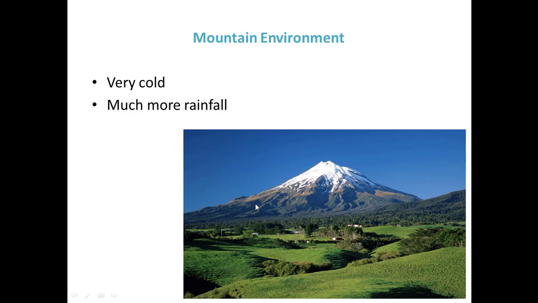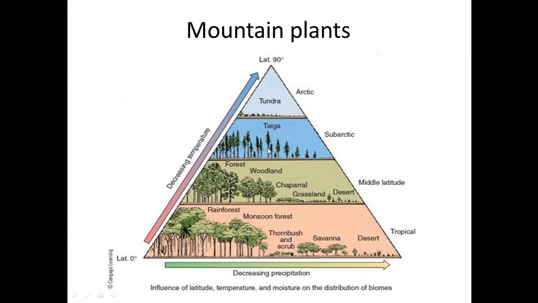Mountain environment is very cold and has much more rainfall, okay? And some plants can live in the mountain, okay? The oak tree lives at the bottom of the mountain, and another type of plant lives here, and another one lives here, and this plant that can live at the top of the mountain can live in the cold weather. That's why it can live from here.